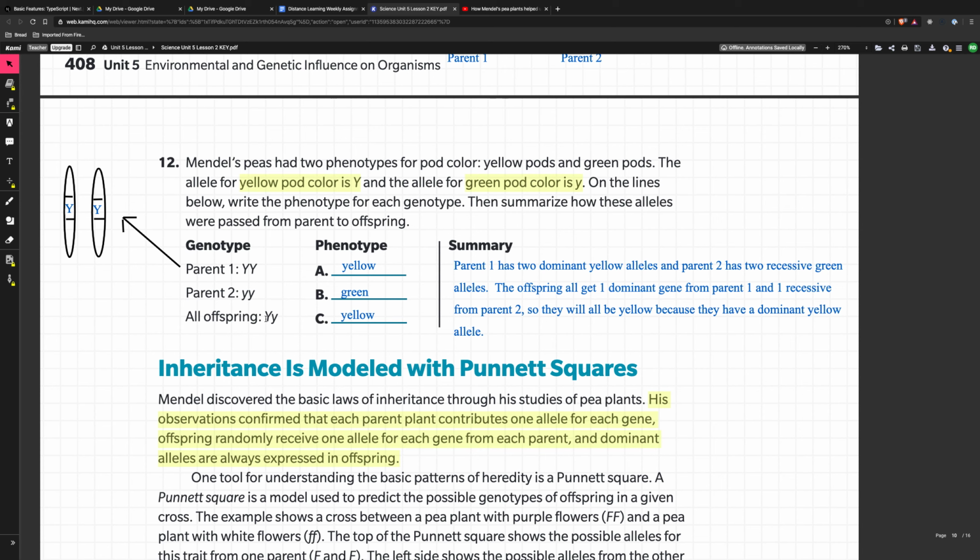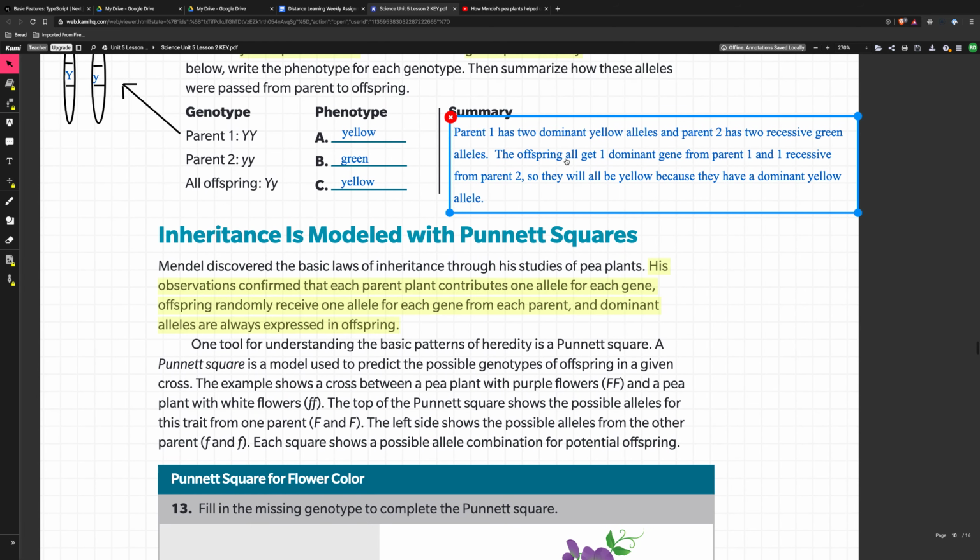Now the offspring have 1 uppercase Y and 1 lowercase y, and so those would all be yellow. The reason they're all yellow is because, remember, uppercase means that it's dominant, and if you have a dominant and a recessive, they're going to have the traits, or the phenotypes, of the dominant color. So when you look at this one, there's a dominant yellow in there. They all have 2 chromosomes, but one of theirs is a Y and one is a lowercase y for the offspring. But because they have the uppercase Y, which is the yellow, they will have yellow pods. And that's kind of what I said right here.